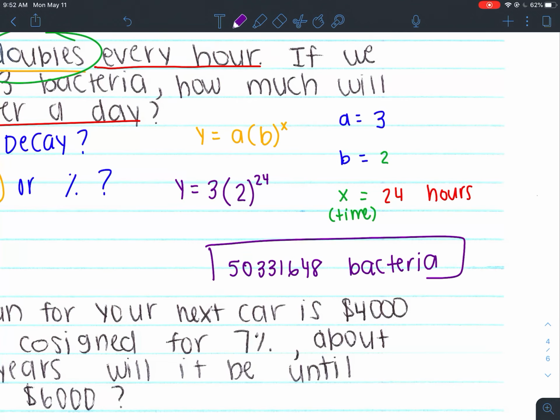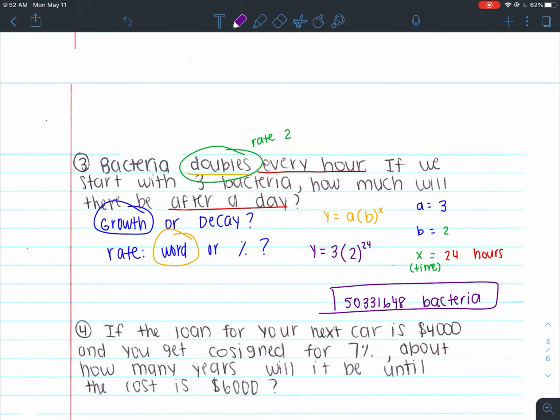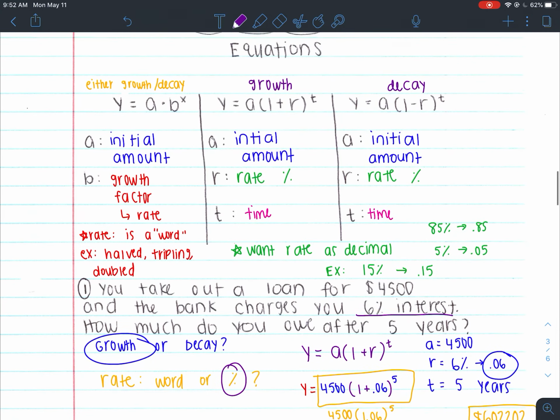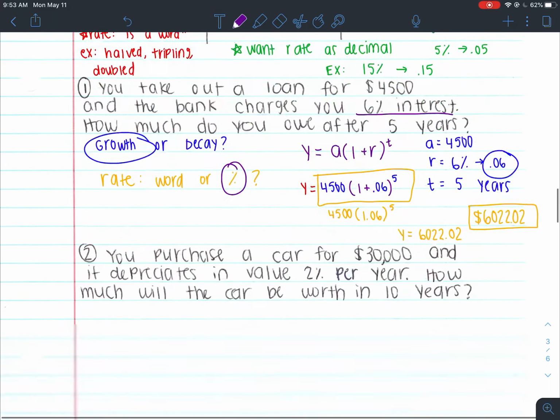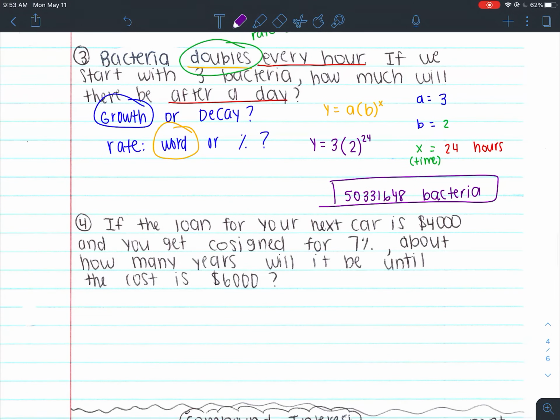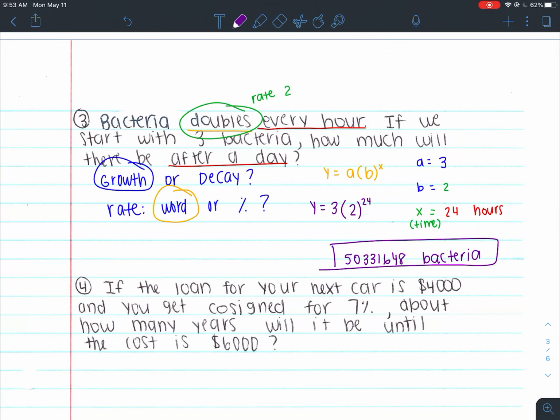Okay. So again, the hardest part is just knowing which equations to use. Make sure you ask yourself if it's growth or decay first, and then whether your rate is a word or percentage, and then you plug in all of the variables that you see fit. So with these two, you would find the a, the r, and the t, and then with this one, you would find the initial amount, which is a, the growth factor, which is b, and then your time, which is typically x, because time is usually your x variable. So that is it for writing exponential equations.